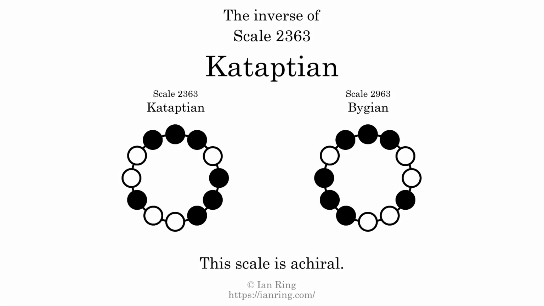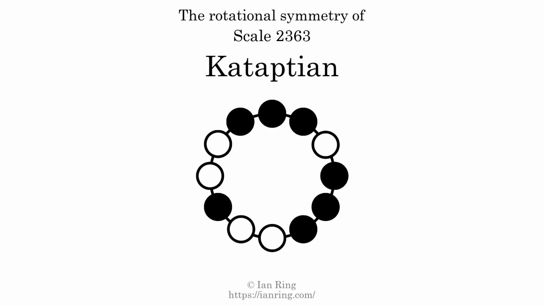The inverse of a scale is a mirror image. It is what you get when the sequence of intervals is reversed. The inverse of this scale is scale 2963, also known as Bayesian. This scale is achiral, since it can transform into its own reflection by a rotational transformation. This scale has no rotational symmetry.